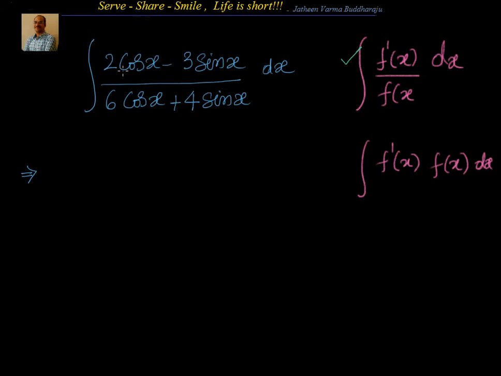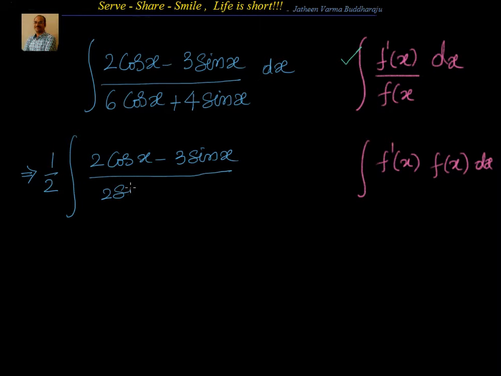We have to find out the integral of (2 cos x minus 3 sin x) divided by (6 cos x plus 4 sin x) dx. Now I see here 2 and 3, I have 6 and 4, so I can take 2 common in the denominator. I will take it out. I will have 2 cos x minus 3 sin x divided by 2 times (2 sin x plus 3 cos x).